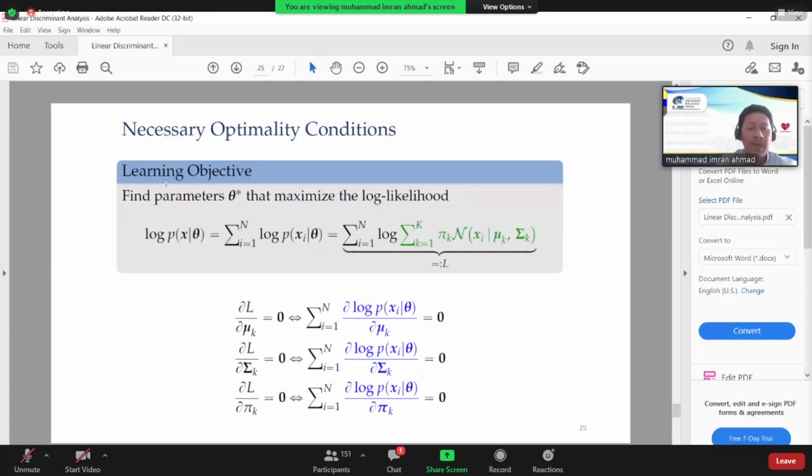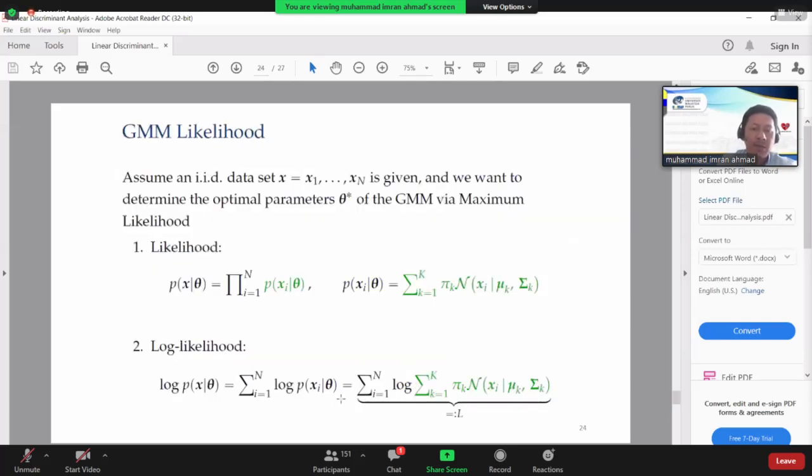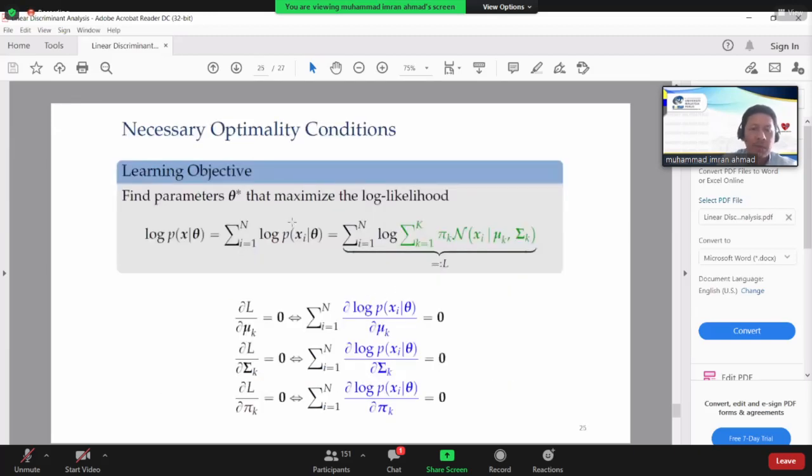Now we want to find the parameter that will maximize our log likelihood in this formula. In order to calculate the maximum parameter, we need to differentiate the log likelihood, because we have 3 parameters we want to observe. Number 1 is weight. Number 2 is mean. Number 3 is covariance. So we need to differentiate with respect to these 3 parameters.